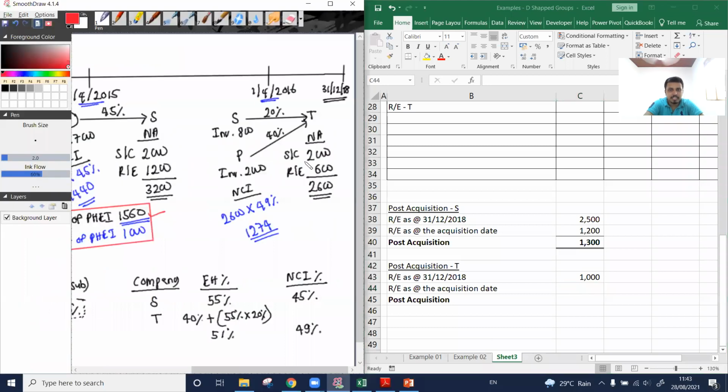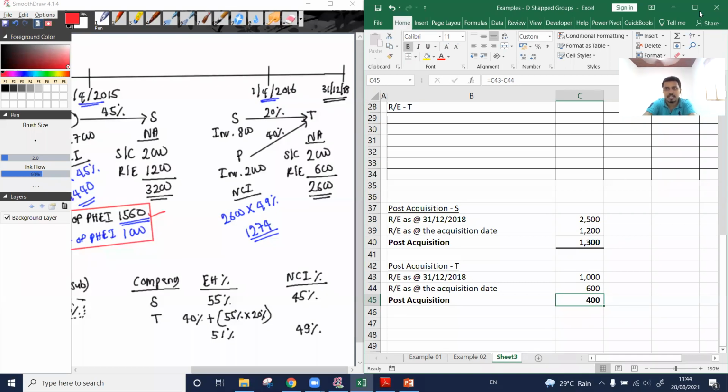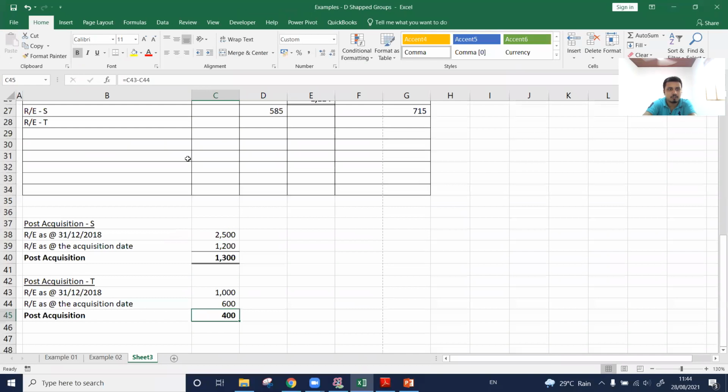As at the acquisition date, on this date, T is becoming a subsidiary for us. It means we acquire T on this date. As at that date, their retained earnings amount was 600. Therefore, the post-acquisition amount is 400.